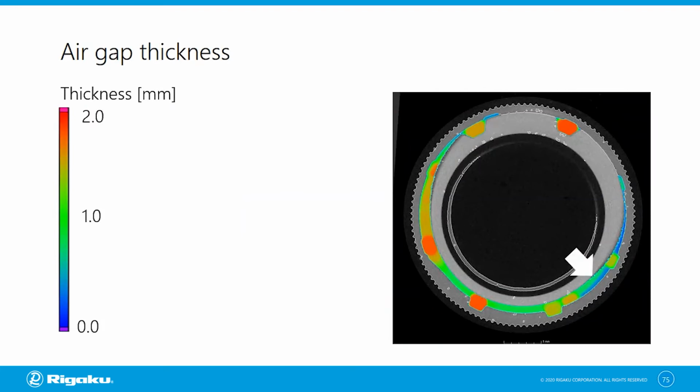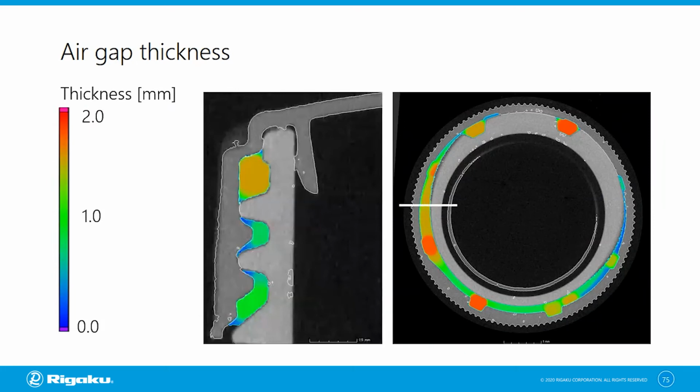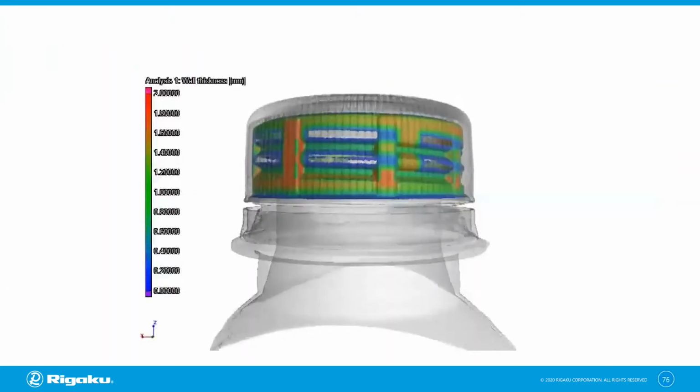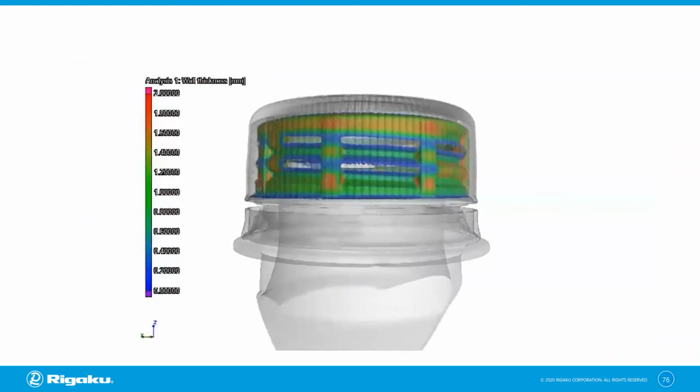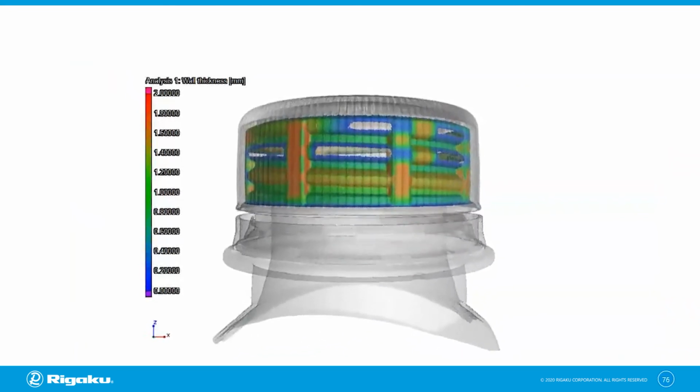You can look at a cross section from the side like this too. In this cross section, you can clearly see that there is good contact between the cap and the bottle here, and there is about a 1 millimeter gap here. Those are just two-dimensional cross sections, but you can visualize this air gap analysis in 3D like this to make sure that the air gap distribution is as designed.